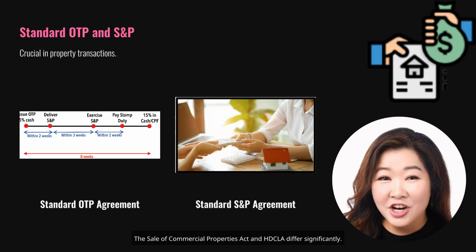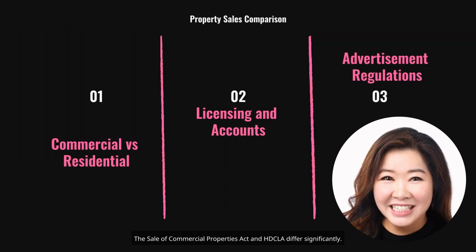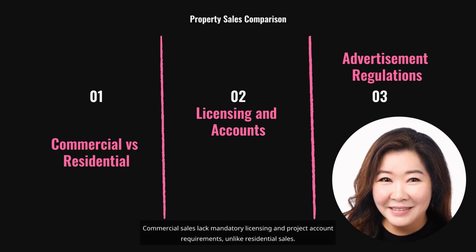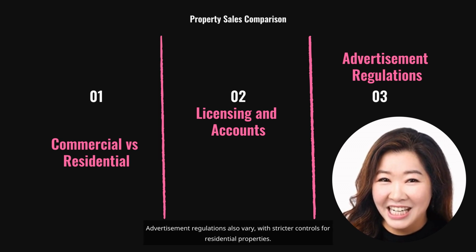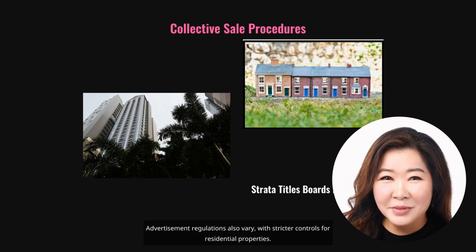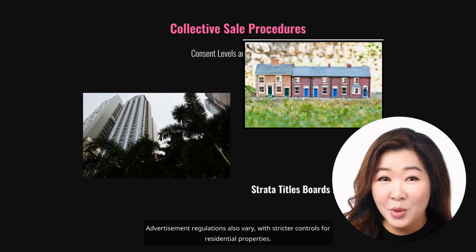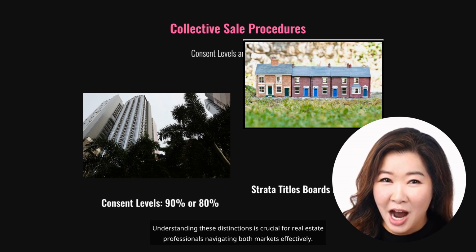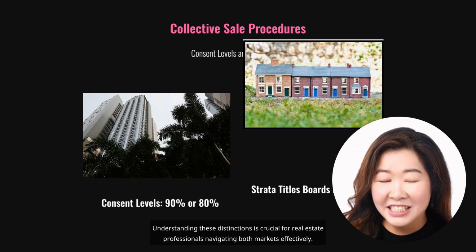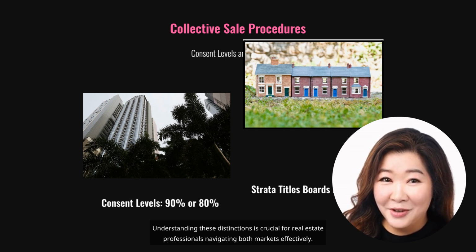The Sale of Commercial Properties Act and HDCLA differ significantly. Commercial sales lack mandatory licensing and project account requirements, unlike residential sales. Advertisement regulations also vary, with stricter controls for residential properties. Understanding these distinctions is crucial for real estate professionals navigating both markets effectively.